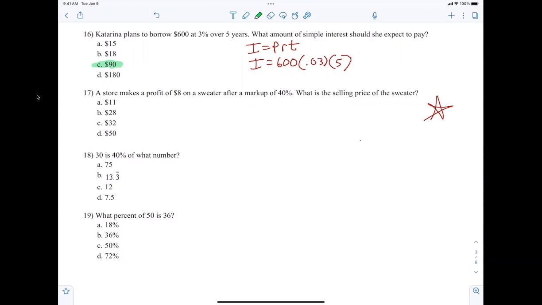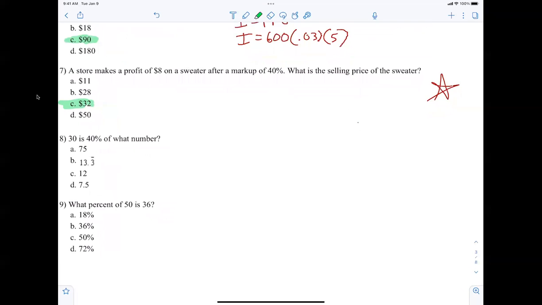All right, number 17. Oh, this was the hard one. All right, someone tell me what they got on this one. Lena, what'd you get? C. Wow. All right. So let's calculate this. This one's hard. So please try to listen to me on this one.